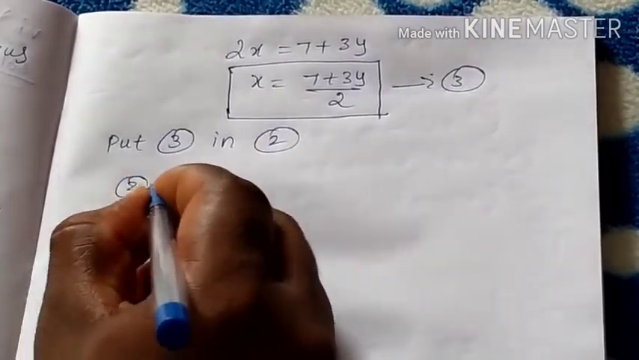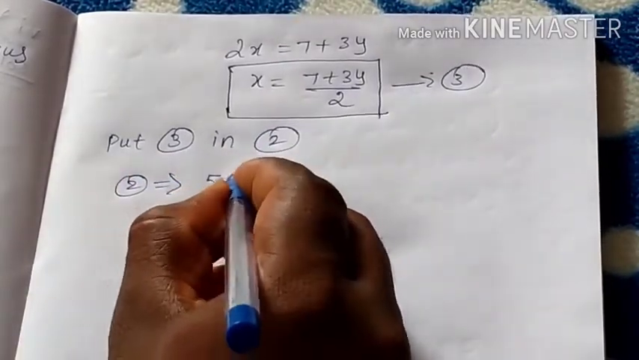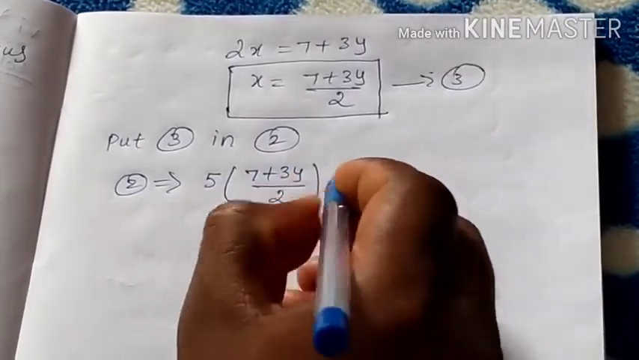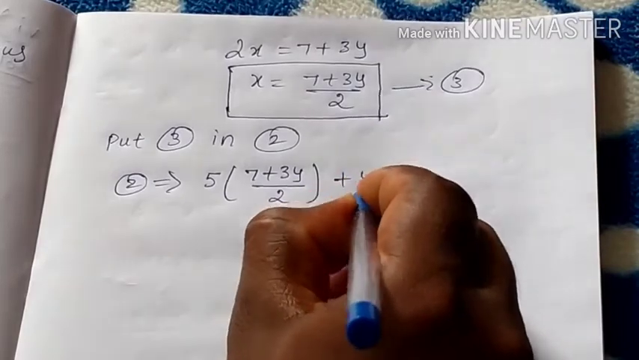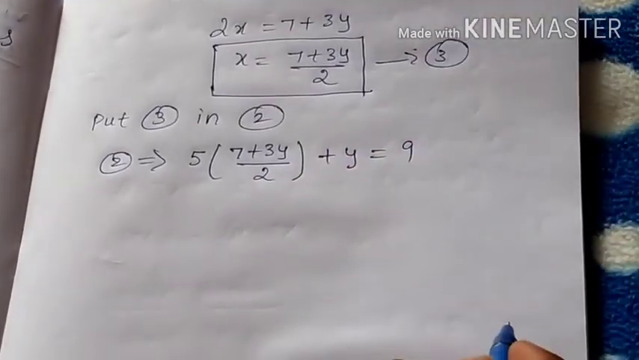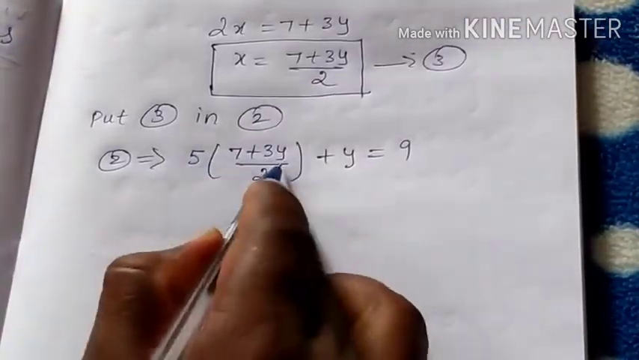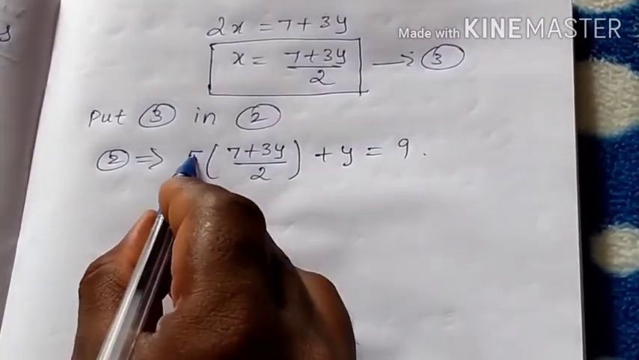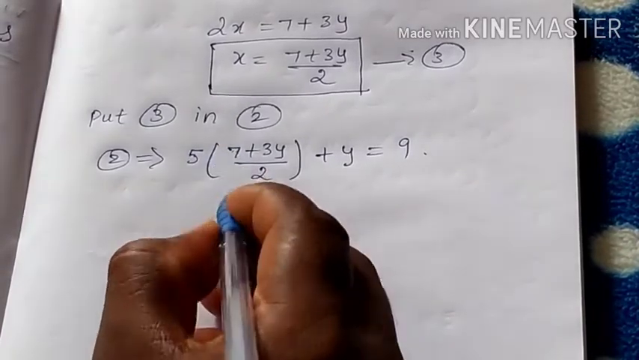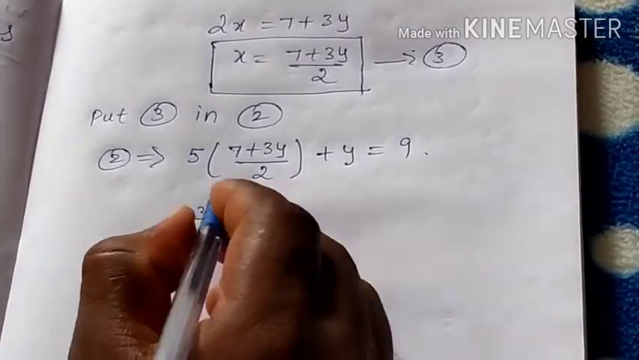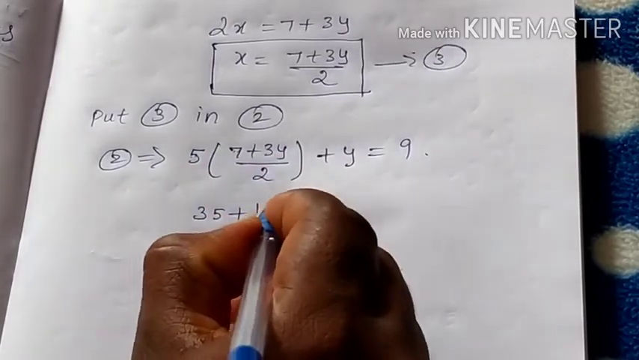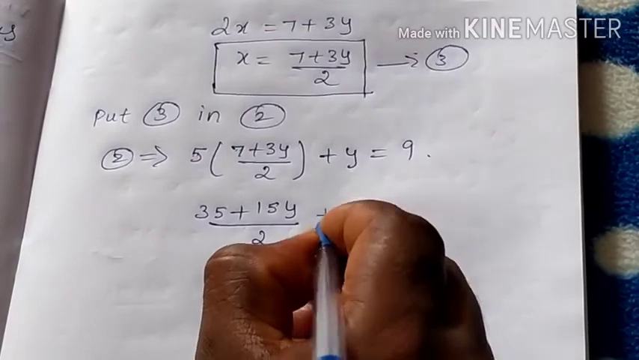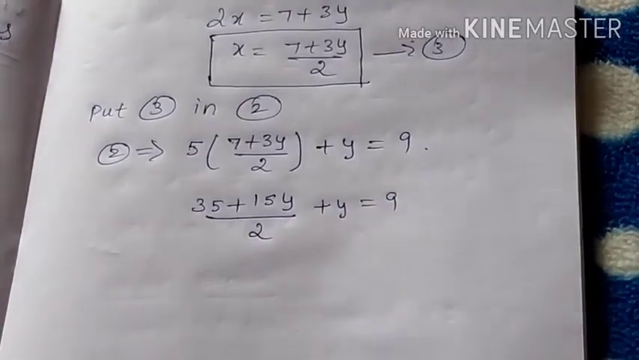The second equation implies 5 into x, where x is (7 plus 3y) divided by 2, plus y equal to 9. This is your second equation, 5x plus y is equal to 9, and the x value is replaced. Then multiplying, 5 into 7 is 35, plus 5 times 3y is 15y, whole divided by 2, plus y equal to 9.